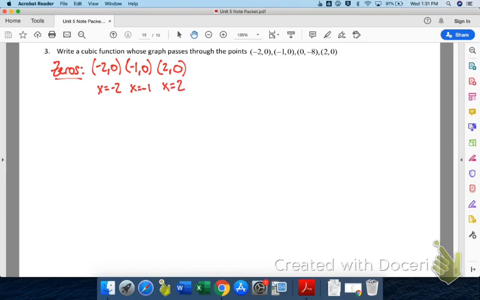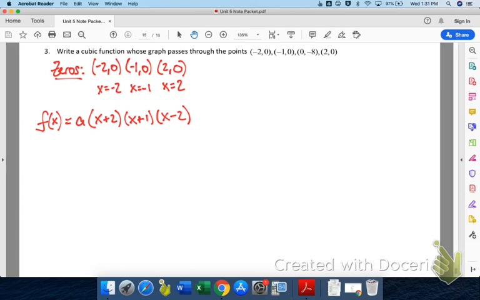And that means we can turn them into factors. So -2, 0 can be represented by x plus 2. -1, 0 can be x plus 1. And 2, 0 would be x minus 2. Again, we don't know the a. And that's going to tell us how wide or narrow this graph will end up being.